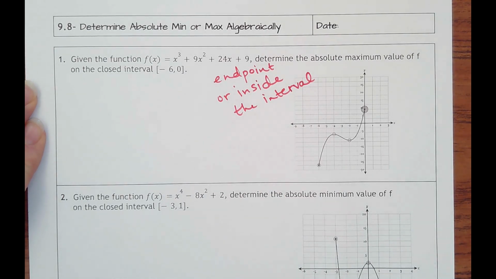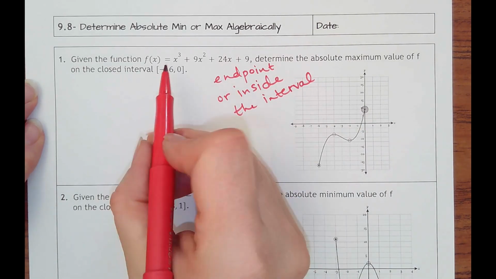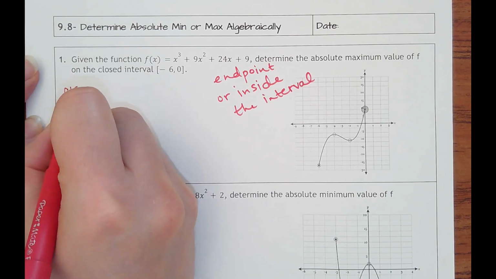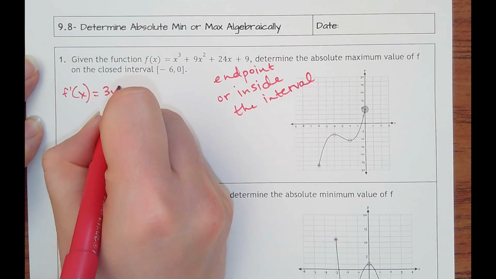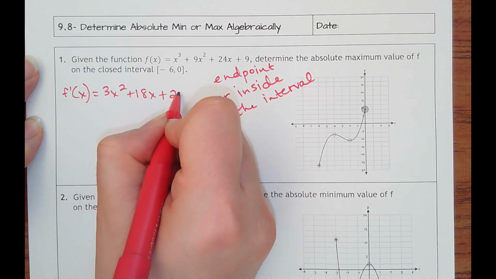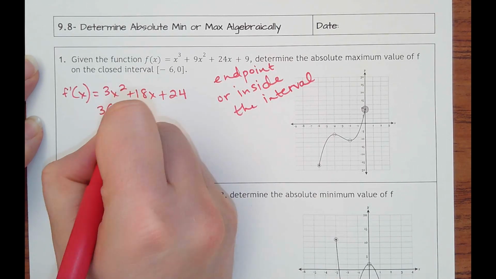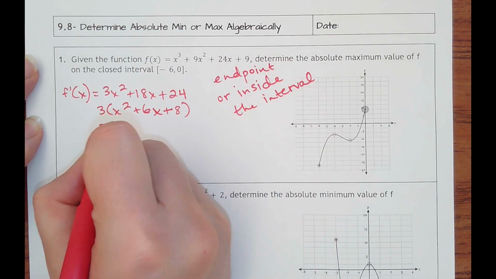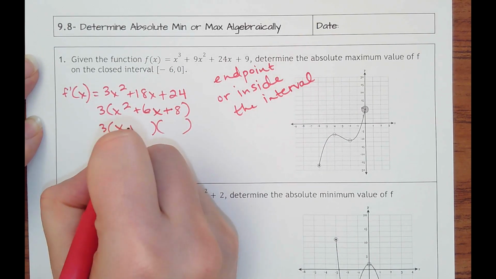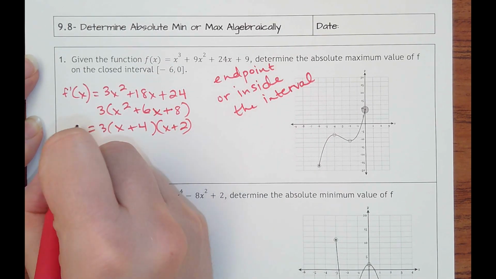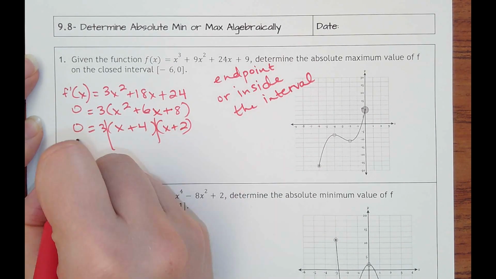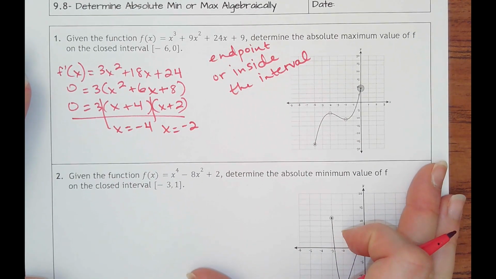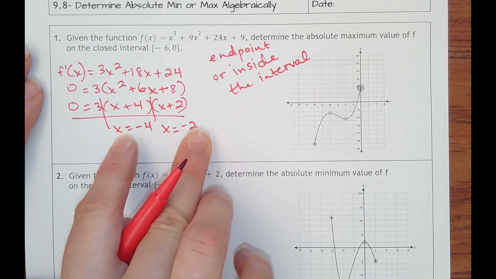So what I would first do is figure out your critical points. We've got f prime of x would be 3x squared plus 18x plus 24, factor out a 3, that'd be a 4 and a 2, so that would be at x equals -4 and x equals -2. Okay, so find critical points. We're also going to use the endpoints.